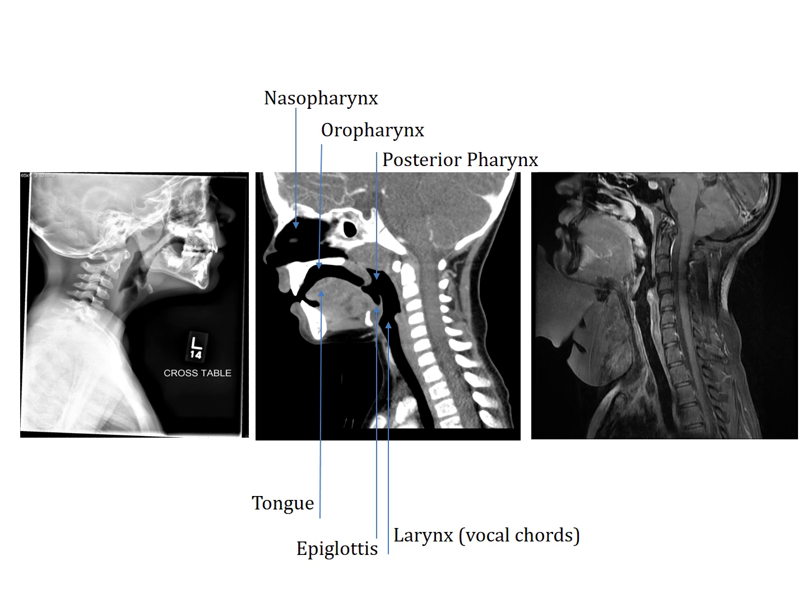And on the x-rays, x-ray on the left, CT scans in the middle, and on the right, you should also be able to identify those structures, particularly the nasopharynx, the oropharynx, the epiglottis, and the trachea. Be sure you can identify all those structures.